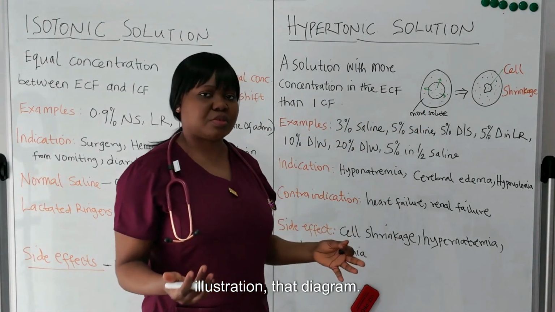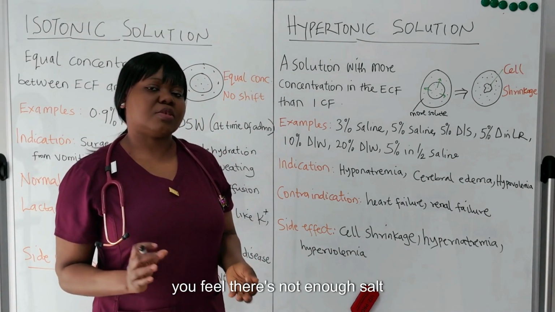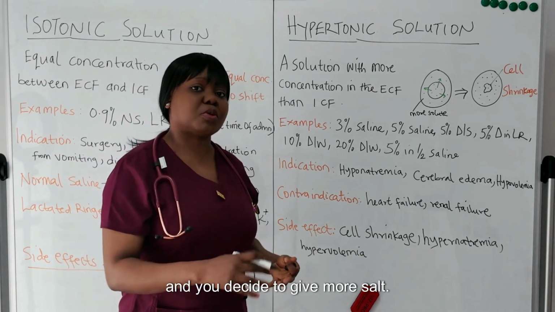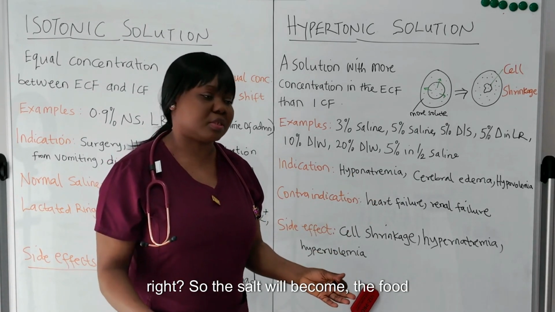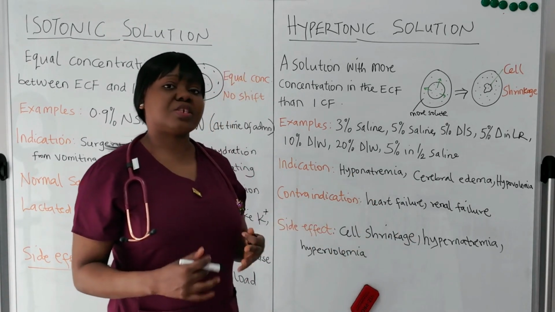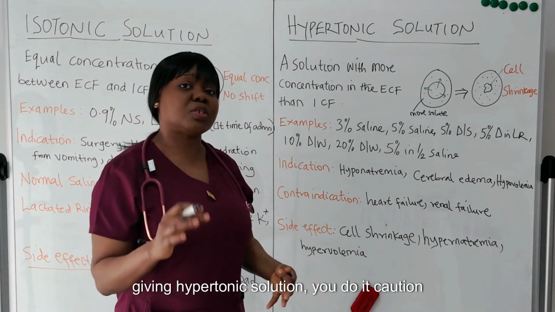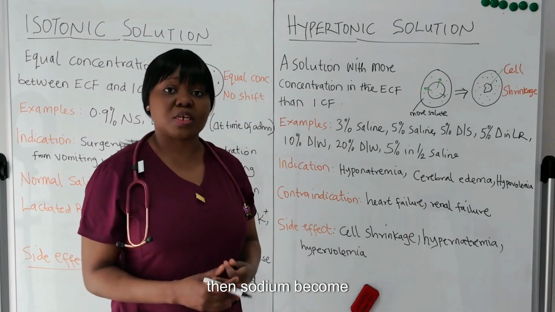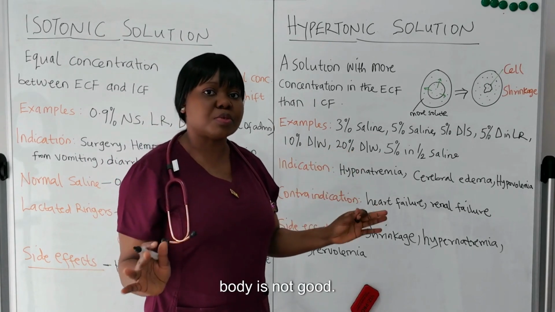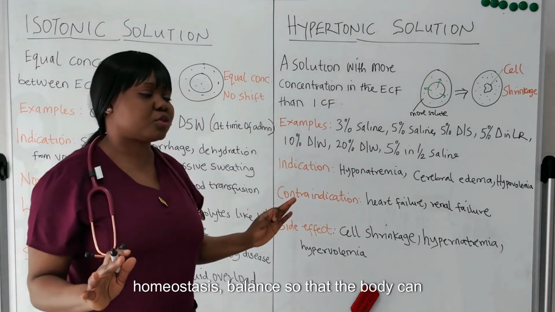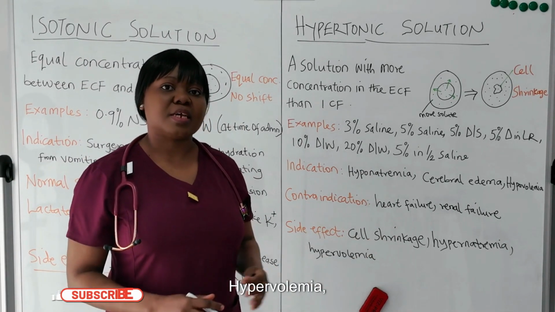Then hypernatremia. Picture your soup that you are cooking and you feel there's not enough salt, and you decide to give more salt. If you put too much, it can become hyper, right? So the food will become too salty. So if there's hyponatremia and you are giving hypertonic solution, you do it with caution. You don't want to give too much and then sodium becomes too much again. Anything too much in the body is not good. The body wants to be in a state of homeostasis, balance, so that the body can function properly. Hypervolemia. These are some of the side effects.